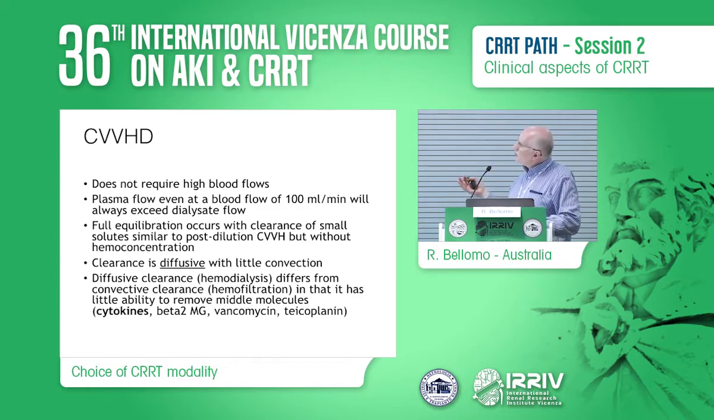So if you've got a hematocrit of 30%, your plasma flow will be 70 mils a minute. And there will be full equilibration of solutes, similar to doing post-dilution CVVH. But, of course, for small solutes, the clearance will be pretty much the same as post-dilution CVVH. But you're going to get diffusive clearance, and diffusive clearance is different from convective clearance, particularly for middle molecules. So a variety of middle molecules will not be cleared in the same way by doing CRRT in CVVHD format as they would be if you did it in CVVH modality.